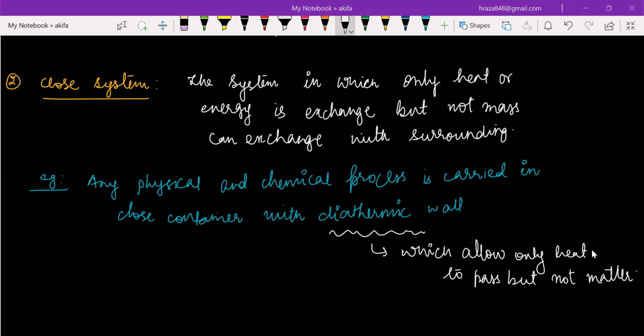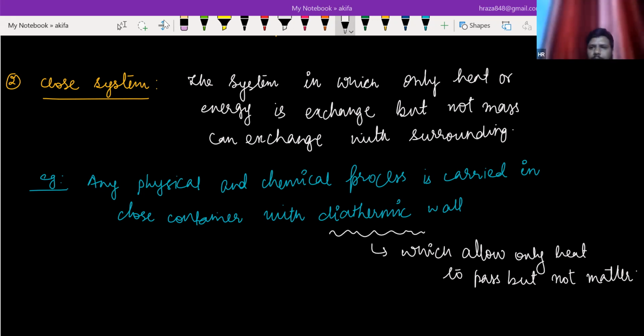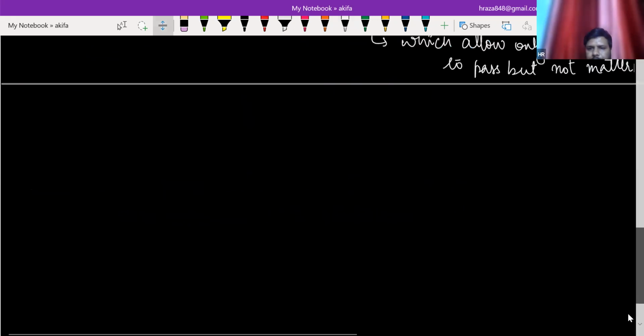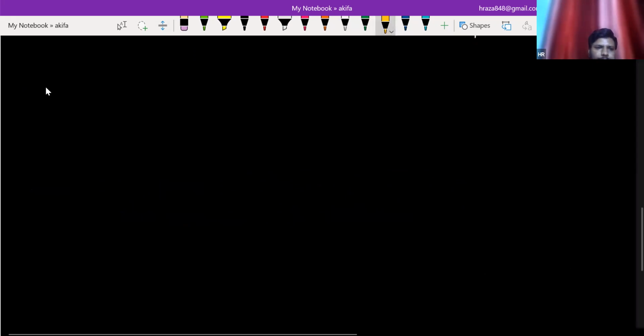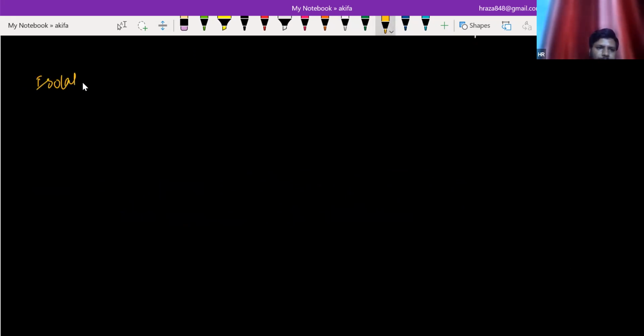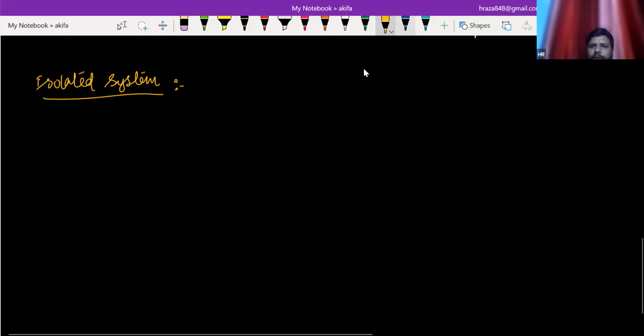The third system that is very important is called isolated system. It is a system in which neither heat nor mass can be exchanged with surrounding.